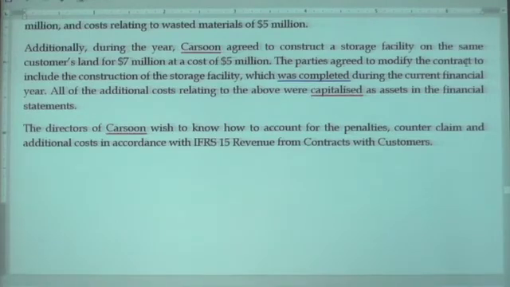The parties agreed to modify the contract. In this case, it is clearly mentioned that both parties agreed to modify the contract to include the construction of a storage facility, which was completed during the current financial year. All of the additional costs relating to the above were capitalized as an asset in the financial statements. How do you have to account according to SLFRS 15?